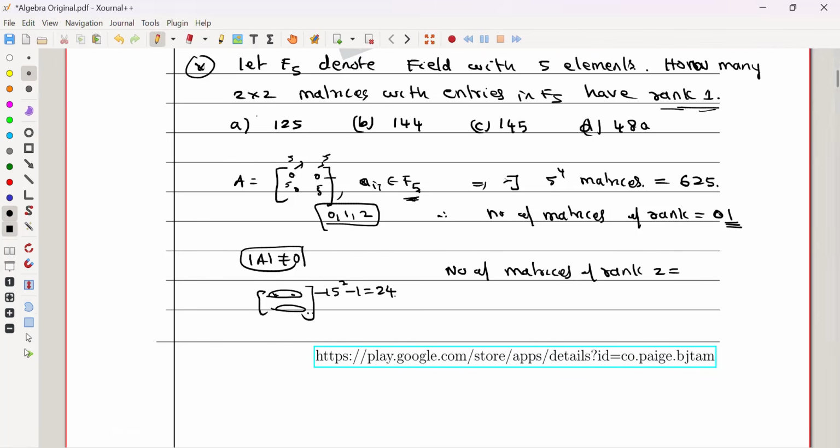So for rank 2, these two rows must be linearly independent. So choose the number of elements of 2 linearly independent vectors. What is the formula, sir? Here, since they are 2x2 matrices, (p² − 1)(p² − p) linearly independent vectors are obtained. So that means there exist (p² − 1)(p² − p) matrices of rank 2, sir. So that means (5² − 1)(5² − 5), which is equal to 24 into 20, which is 480. So therefore there exist 480 matrices of rank 2.